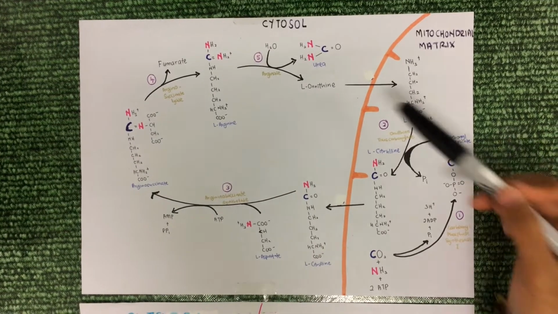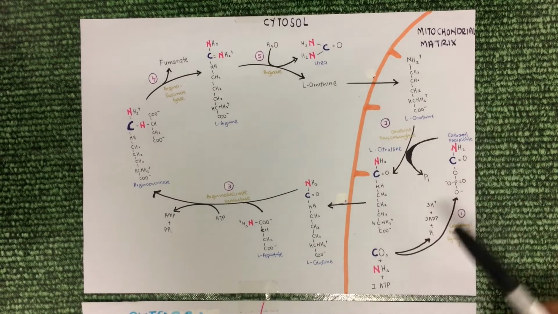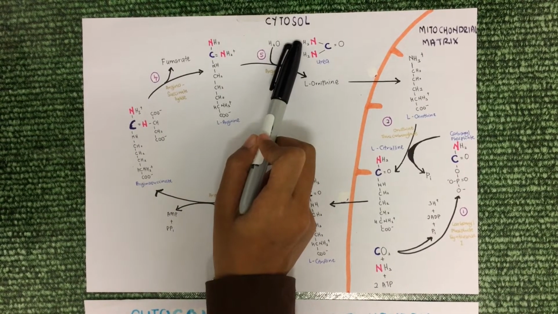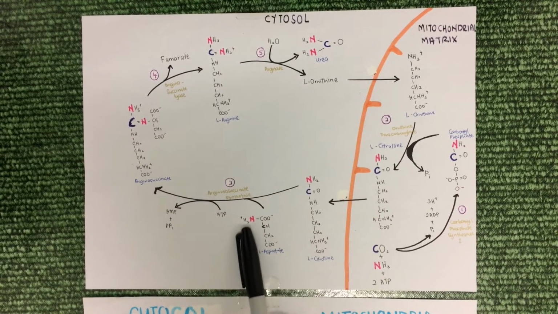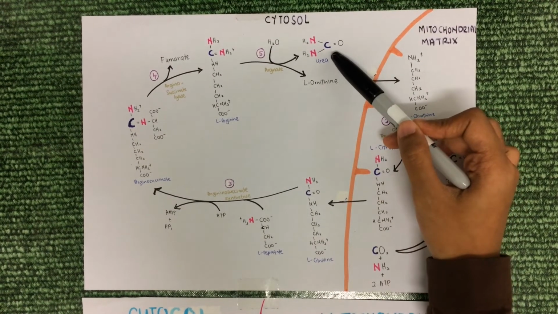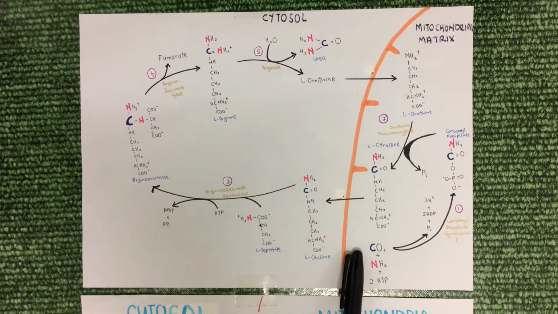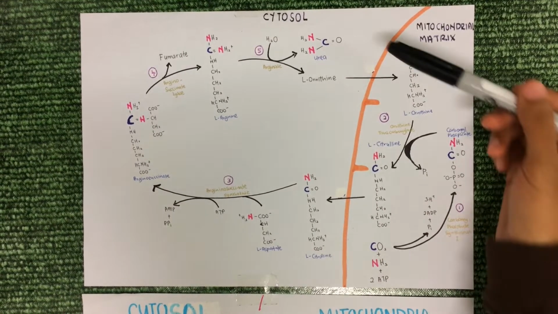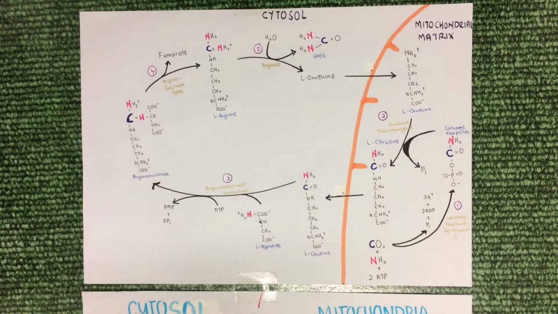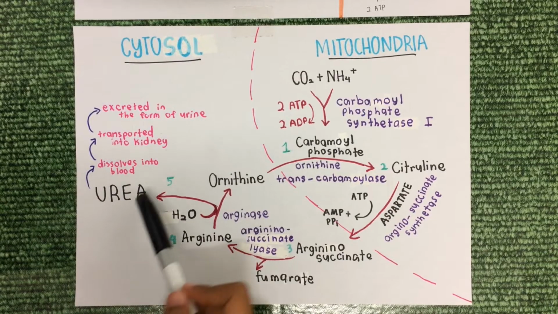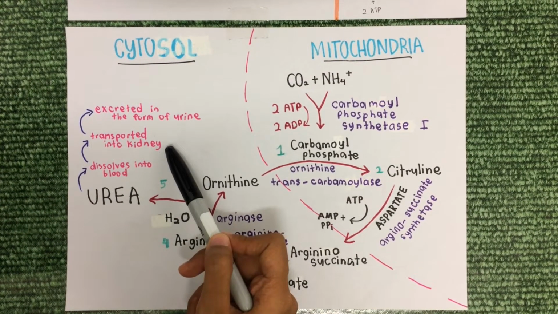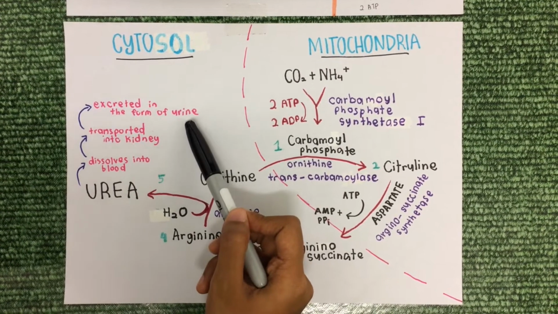The first nitrogen of the urea is obtained from the free ammonia of step 1. And the second nitrogen is obtained from the aspartate of step 3. And the carbon is obtained from the bicarbonate ion of step 1. And lastly, the oxygen is obtained from H2O of step 5. The urea produced will dissolve into the blood, which will then be transported into the kidney, and lastly excreted in the form of urine.